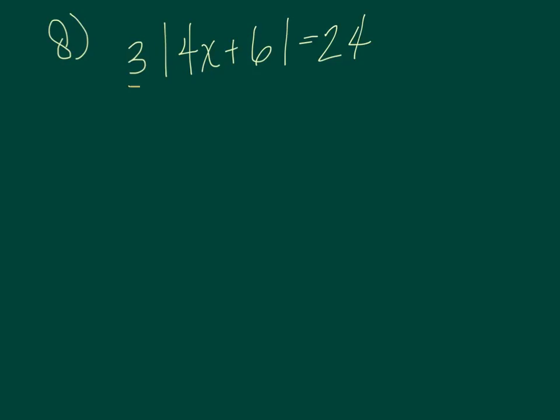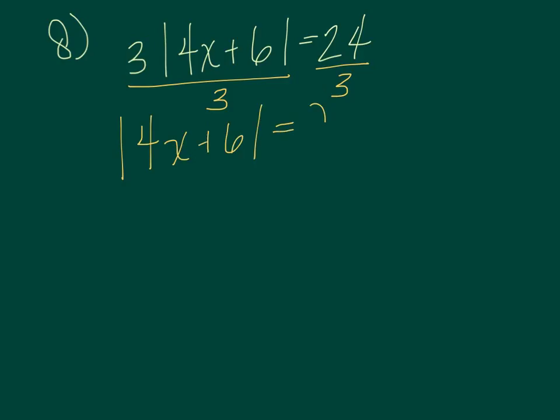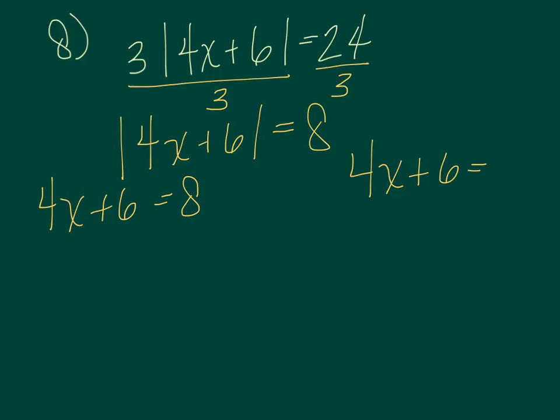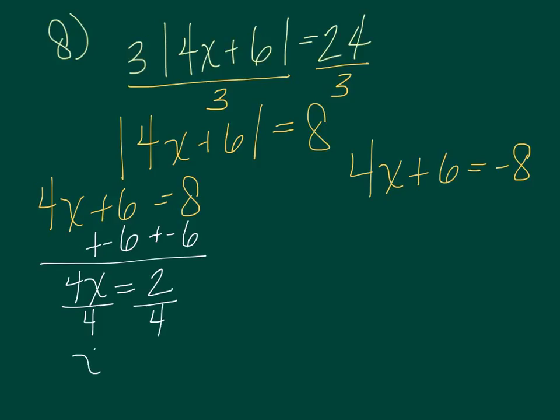Okay, so what you should have done is divided by 3. And then your equation is the absolute value of 4x plus 6 equals 8. Now go ahead and create your 2 equations, solve, and then graph on your own. Alright, so you should have come up with 4x plus 6 equals 8, and 4x plus 6 equals negative 8. I'm going to add a negative 6 to both sides to get 4x equals 2. Divide by 4, so x equals 1/2.